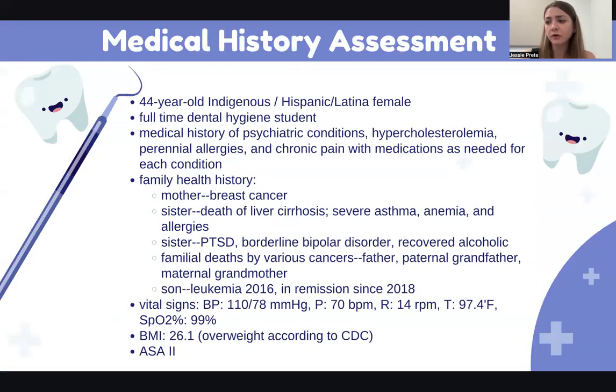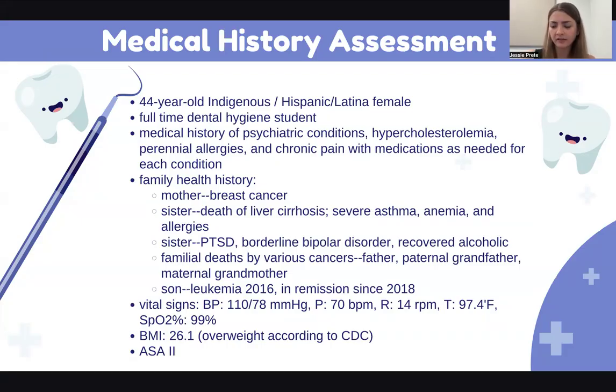The client is a 44-year-old Indigenous Hispanic Latina female who is a full-time dental hygiene student. The client has a medical history of multiple psychiatric conditions, hypercholesterolemia, perennial allergies, and chronic pain, and the client takes medications as needed for each condition. The client has a family medical history of deaths by various types of cancer, and the client's sister also has psychiatric conditions. The client's other sister passed away from liver cirrhosis and also had severe asthma, anemia, and allergies.